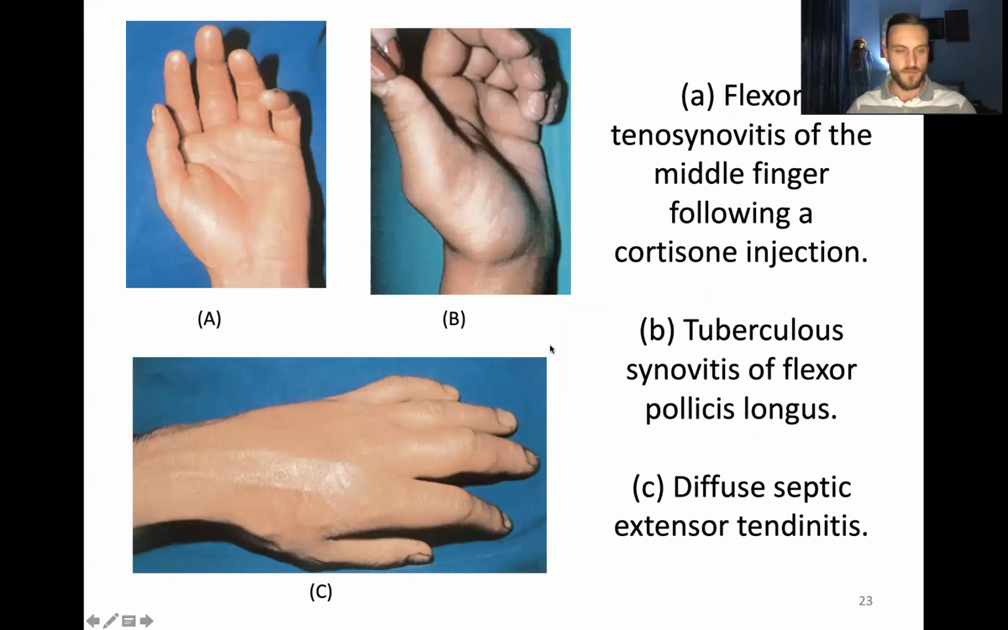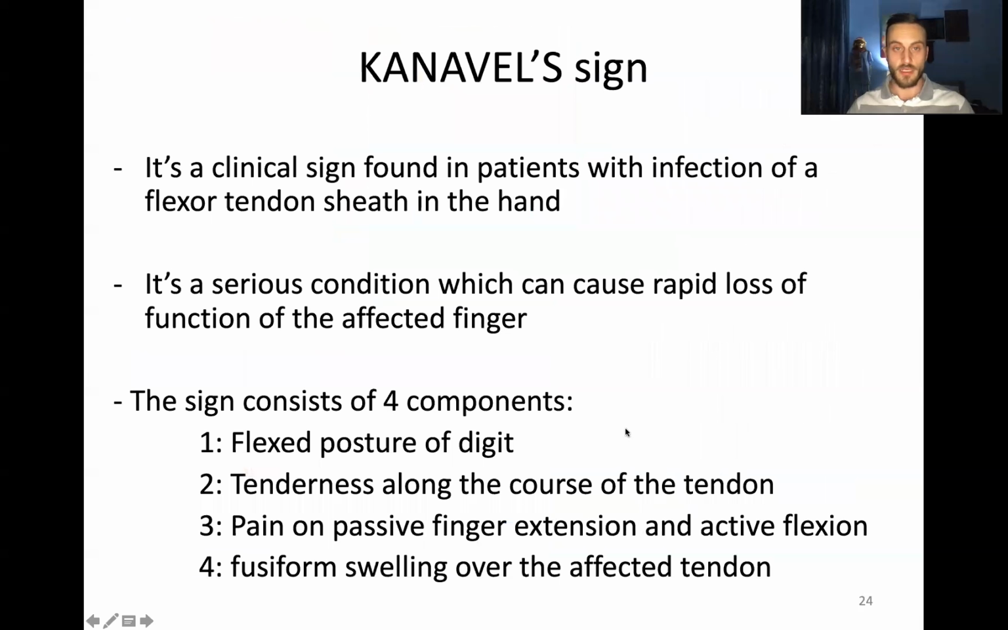For example, in the first picture, you can see flexor tenosynovitis in the middle finger following a cortisone injection. So it might be caused by a cortisone injection. That's why you have to tell your patient before giving a cortisone injection that it might get infected. This is one of the complications of injections. Tuberculous synovitis of the flexor pollicis longus. And as you can see, he's trying to extend the thumb, but it's not extending. That's why it will be more painful. Diffuse septic extensor tendinitis, okay, which you can see on the dorsal aspect of the hand.